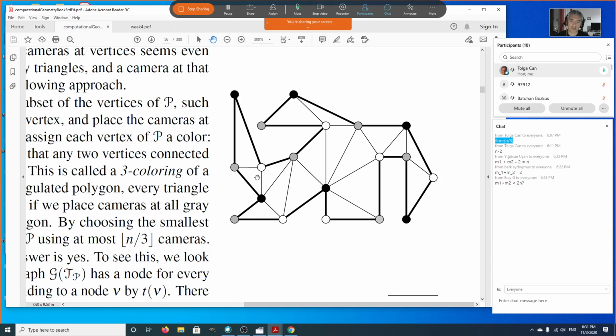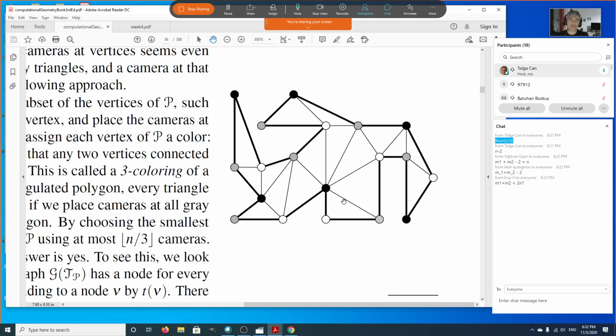You can either pick the black ones or the white ones. If you just place the cameras on the blacks, you will be covering the entire polygon. How do you guarantee this again? How do you prove that placing on the blacks will be sufficient? Because every triangle has a black color, right? Is there a triangle in this polygon which doesn't have one of these colors? Is it possible? No, right? We only have 3 colors.